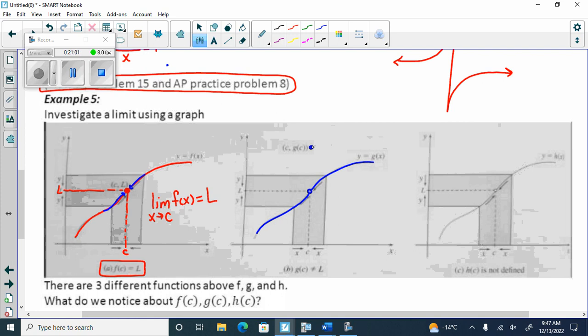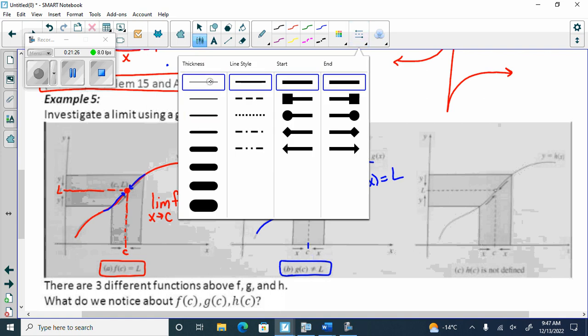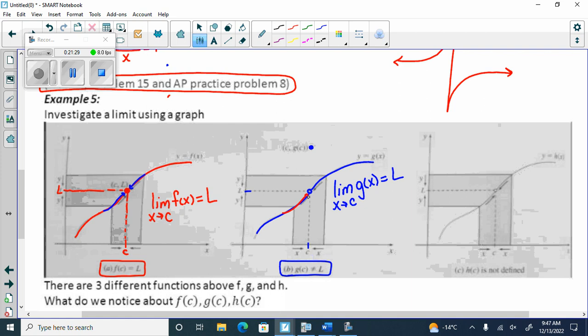If you were a TI-83, you'd connect that dot. You're right. Okay. So, does g of c equal L? No. Here's L. Here's c. g of c does not equal L. This is a true statement. But what about my limit as x approaches c of g of x? It still equals L, because from the left, I'm approaching L. From the right, I'm approaching L. What can you tell me about this function, though? It's not continuous, because g of c and the limit, which equals L, are not the same, so therefore it's not continuous.